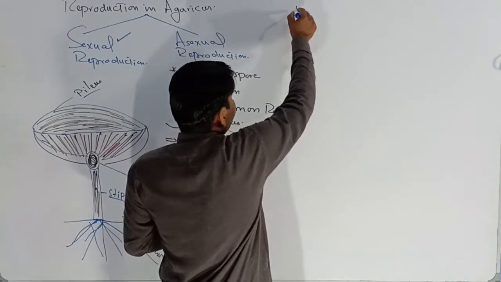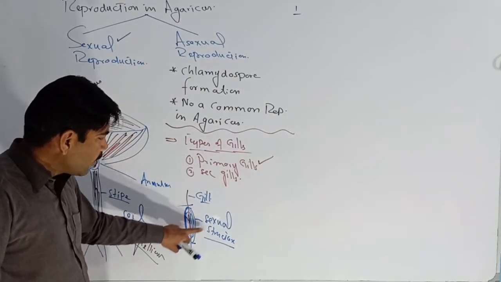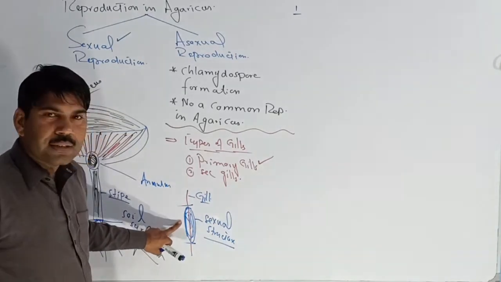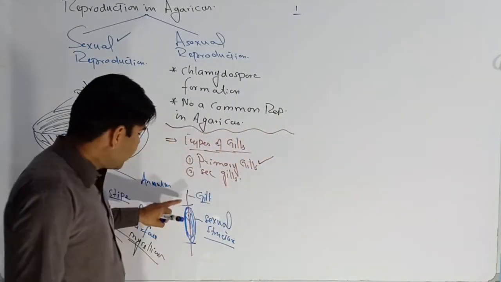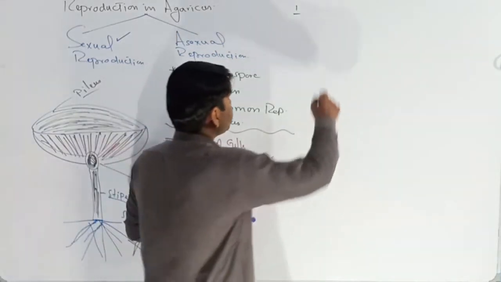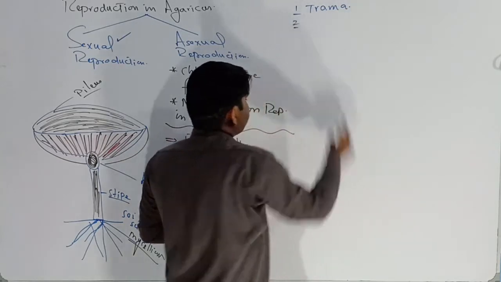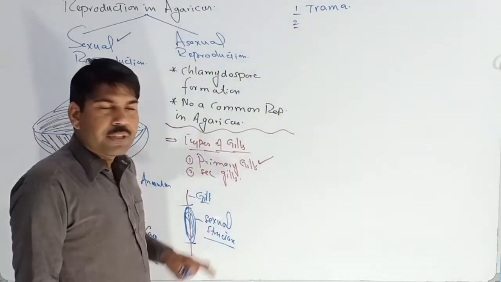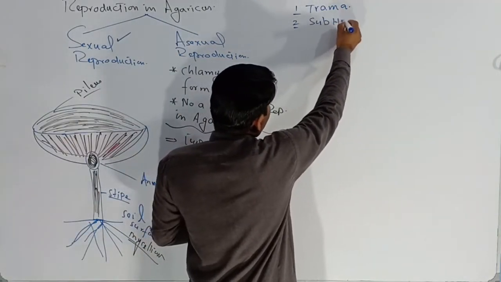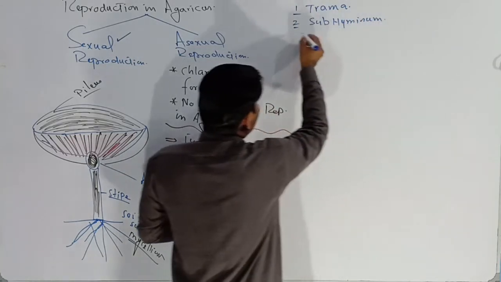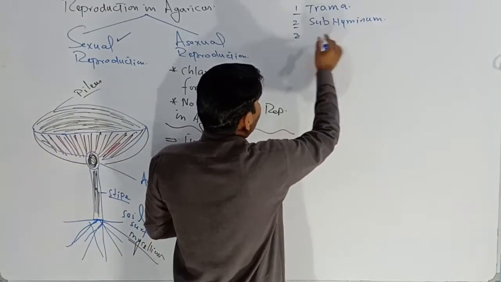Now I am going to write here the structures of the gills which are present in the middle portion and how these structures are involved in the sexual reproduction. The first type of structure which is present in the middle of this gill is known as trama. The second structure which is involved in the sexual reproduction which is present at the middle portion of this gill is known as subhymenium. The third structure which is involved in the sexual reproduction is hymenium.